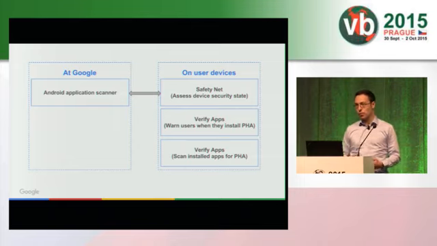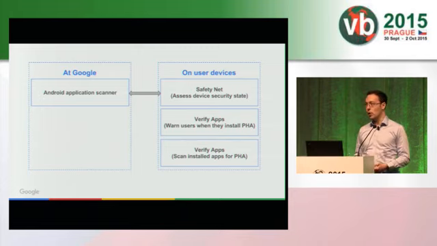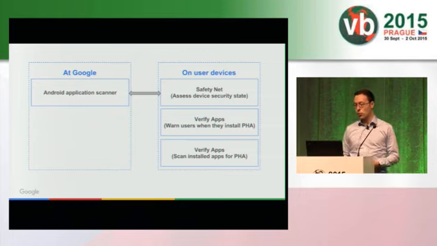And we also repeat the scans of the device once a week to make sure that PHAs that were installed for whatever reason continue to be scanned and users continue to be notified with warning dialogues that say things like, hey, we notice you have a phishing application installed. Are you sure you want to do that? And then users get a choice.